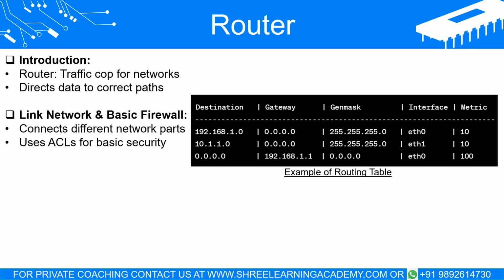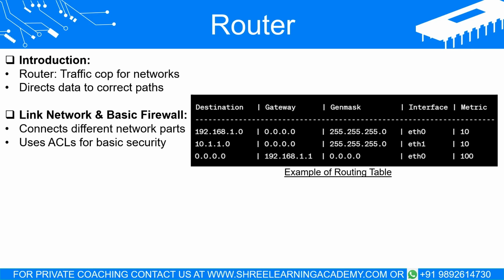Routers link network segments and act as basic firewalls. A router connects various parts of a network. For example, at home, your router connects your personal computers, smartphones, and smart devices to the internet. It also acts as a basic firewall, protecting your devices from unwanted access. Imagine your home as a private property, and the router is the fence around it. This fence can have some basic rules, known as access control lists or ACLs, to allow only certain guests, data packets, to come in or go out.